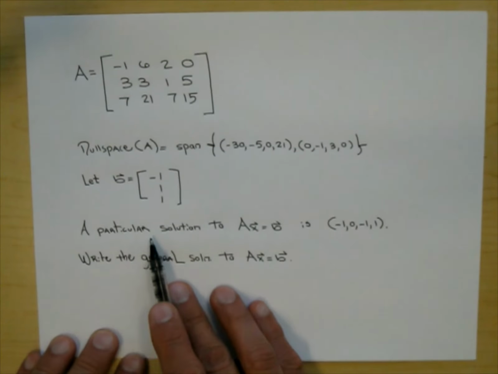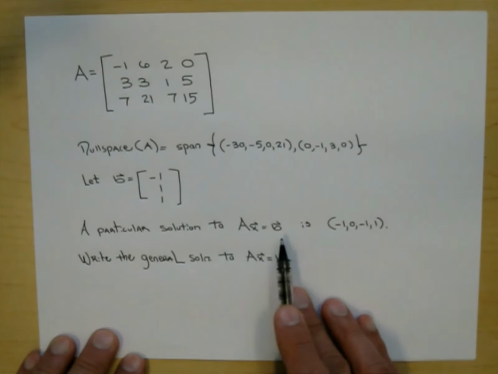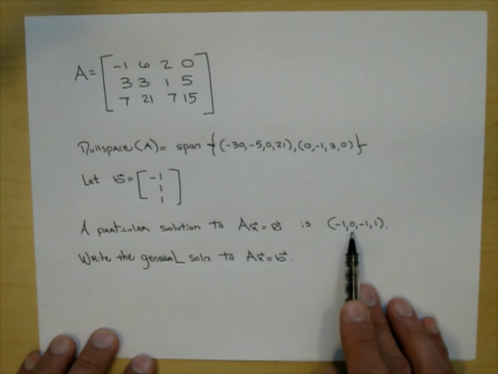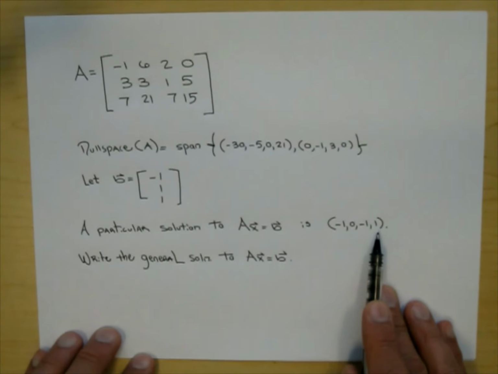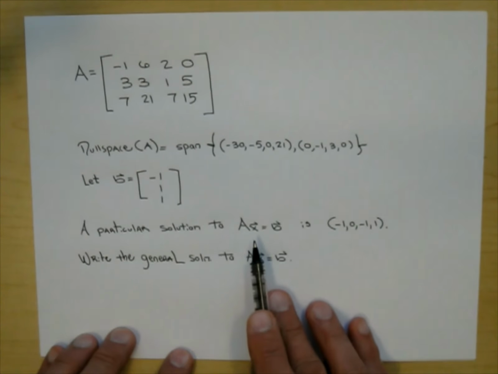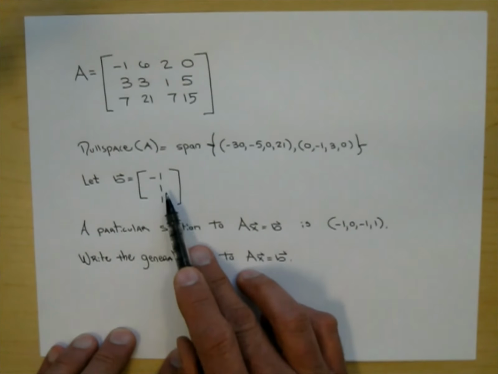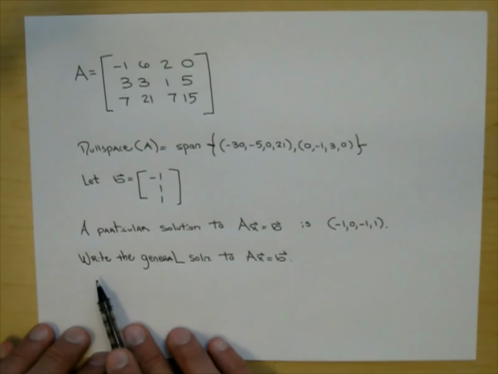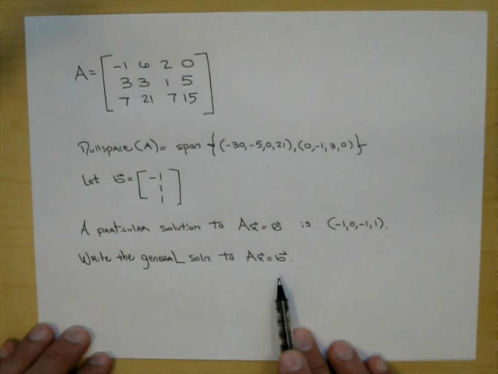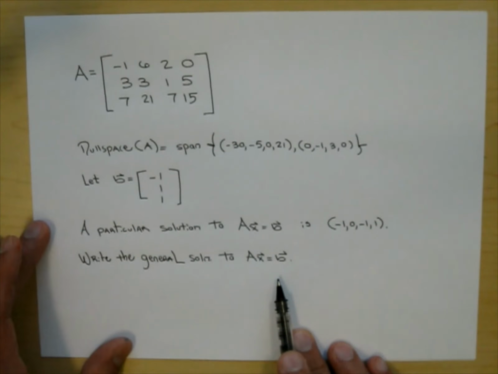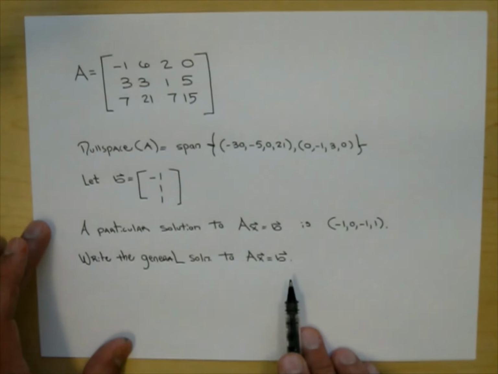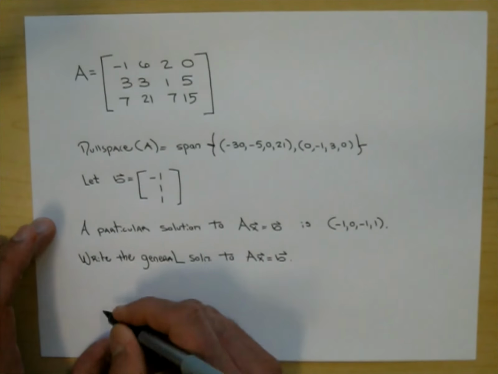Now I'm telling you a particular solution to AX equals B is this: negative 1, 0, negative 1, 1. Okay? So that means if I went A times this written as a column vector, I'd get negative 1, 1, 1. Write the general solution. Okay, so you're going to get one like this on your test because this is so important to differential equations.